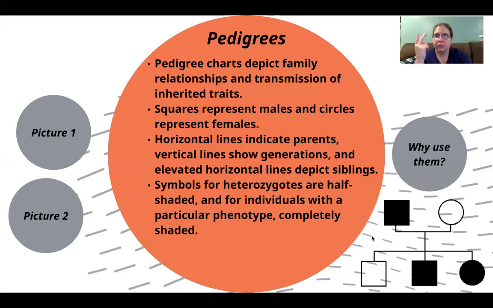So here we have a 2-generation pedigree, the parent generation and the first filial generation, F1. Let's see, they have 2 sons and a daughter. Now, a lot of times we'll put them in order from oldest on the left to youngest on the right. So this son is the oldest, the middle child, and the daughter is the youngest.